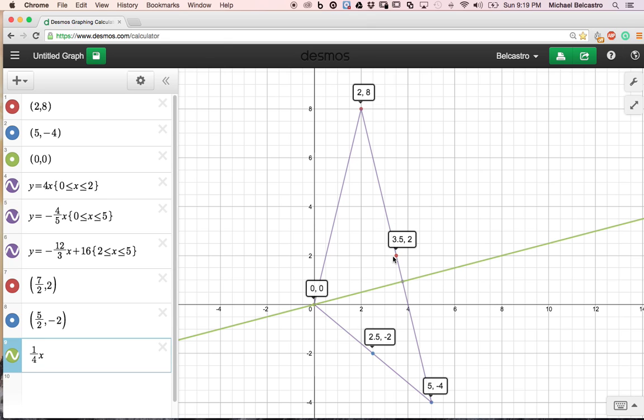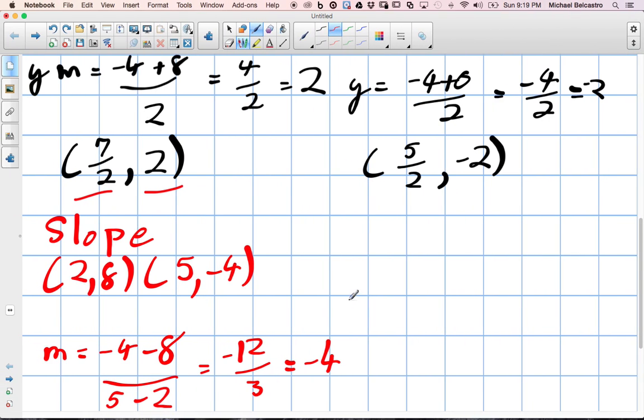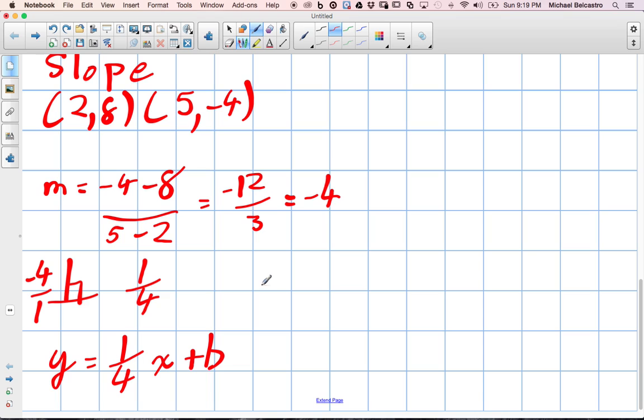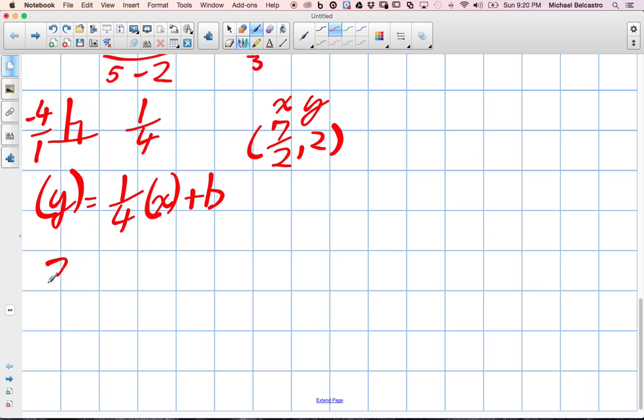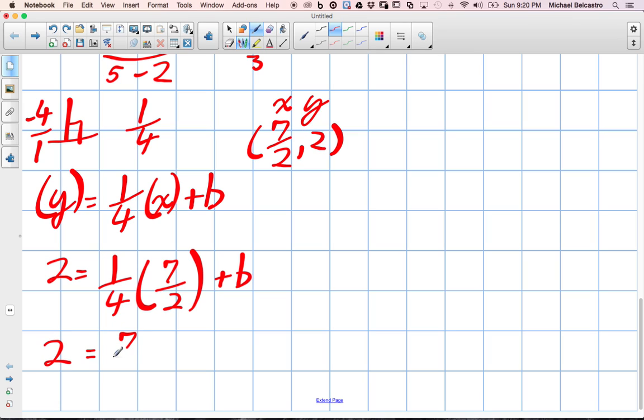That looks like it'd be it, but it's not crossing that point yet. We need it to cross that point, 3.5 and 2. I'm going to use the fractions to solve it. We're going to plug in our midpoint, which was 7 over 2 and 2, for the x and the y value. That means 2 is equal to 1/4 times 7/2 plus b. The reason I like using fractions is that when we come to multiply, instead of multiplying a decimal, I know my fraction rules well enough that I can just multiply across. So I end up with 7 over 8 plus b.